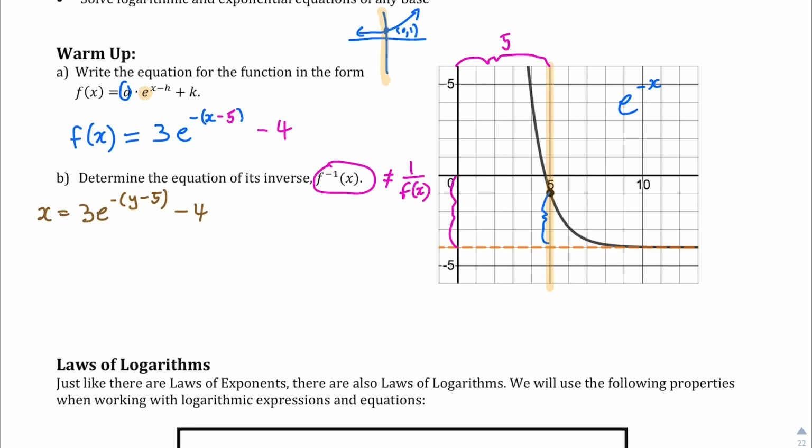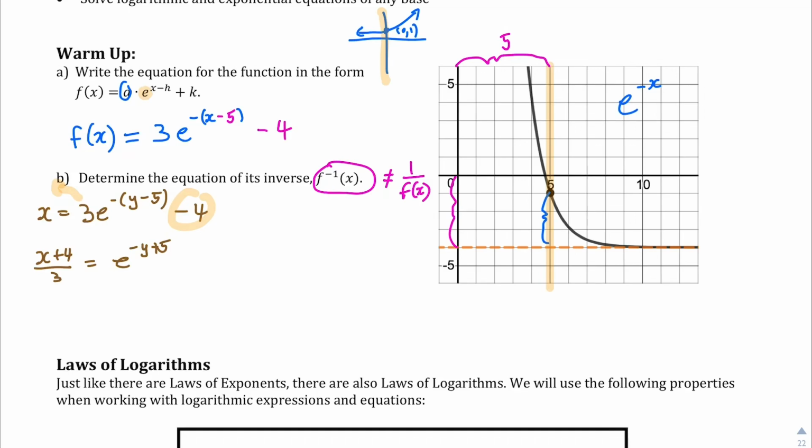Technically that is the inverse, but our expectation will be that you isolate the y term, or that you get it as f to the minus 1 of x. And so we're just going to do a little bit of rearranging. I'm going to move the minus 4 to the left-hand side, and then I'm going to divide through by the 3, and so I'm going to have x plus 4 divided by 3 is now equal to e to the minus y plus 5. It's not a requirement that you distribute that. I'm just going to distribute that out now. It doesn't matter if you do that now or not.